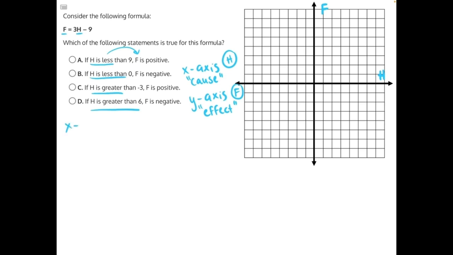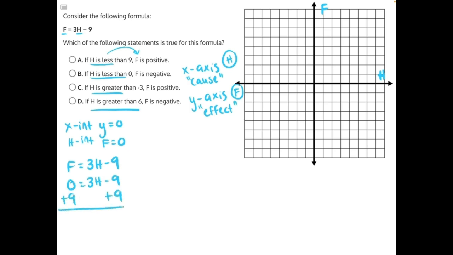If we want to find our x-intercept, we need to set y equal to 0, or in this case, our h-intercept, and set f equal to 0. So let's do that. F equals 3h minus 9. We would instead put 0 in for f and solve for h. Negative 9, the opposite of negative 9 is a positive. We'll add 9 to both sides. These will cancel, giving us 9 equals 3h. Then 3 is being multiplied to h, so we'll need to do the opposite and divide both sides by 3. These 3's will cancel, giving us 3 equals h.